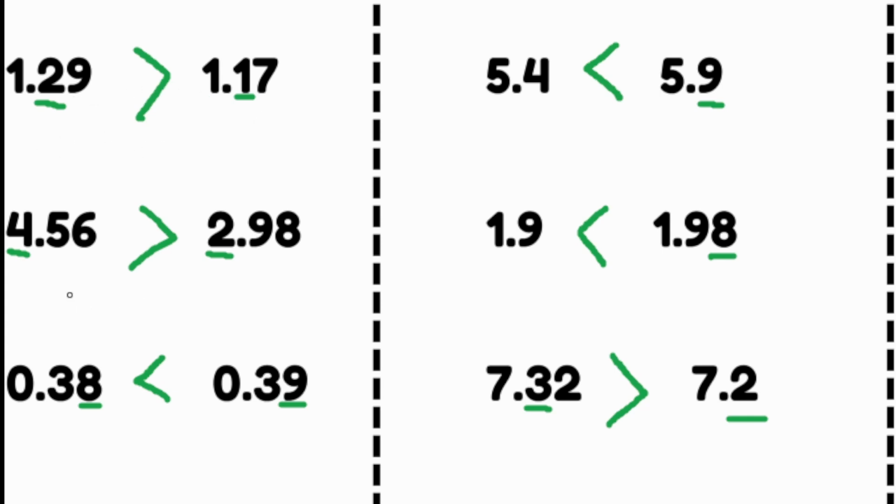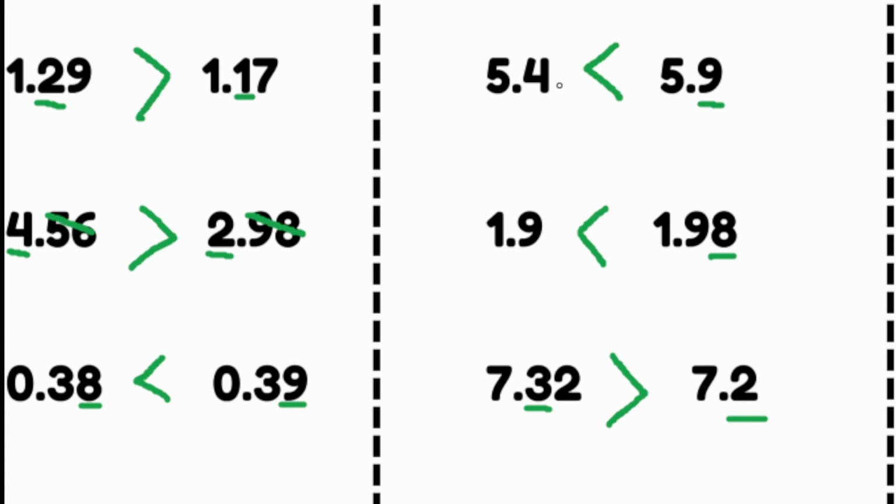Down here, we compared the ones place. We have a 4 compared to a 2 in the ones place. So that means none of these even matter. We're just comparing the ones place. 4 is greater than 2, so that makes 4 and 56 hundredths greater. Down here, we have 38 hundredths is less than 39 hundredths, and you can see because of our hundredths place. 9 is greater than 8.